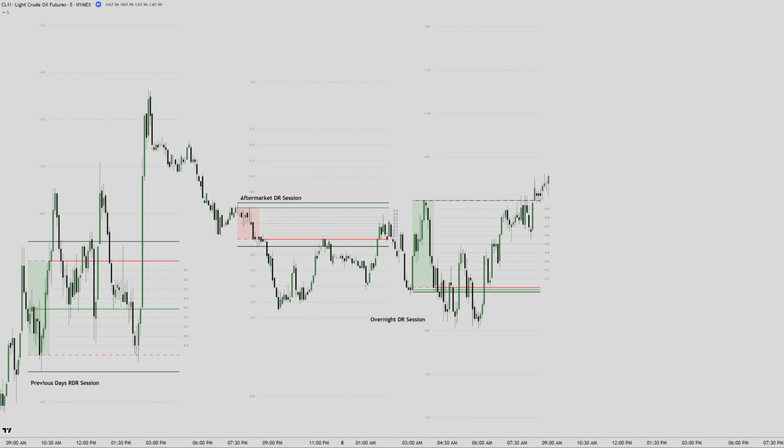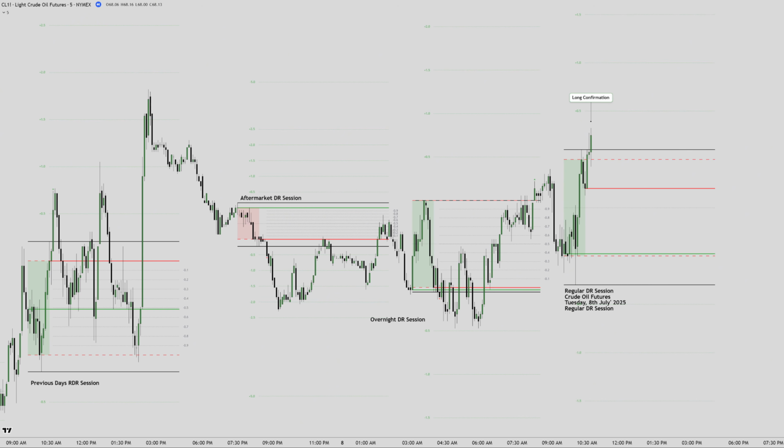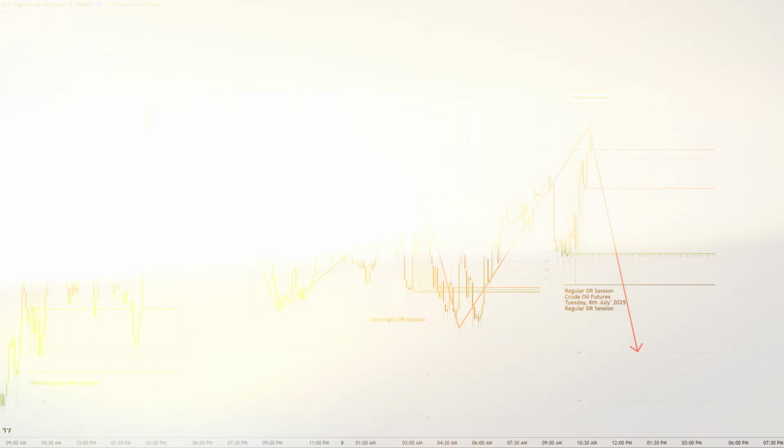Let's continue. The regular DR session opens at 9:30 a.m. and forms until 10:30 a.m. With the 10:40 a.m. candle, it confirms into the long direction. Into which direction would you prioritize trading? Would you trade into the short direction here, hoping that price continues playing both sides of the market? Sure, it can happen, but if you really think that way, you should rethink trading.